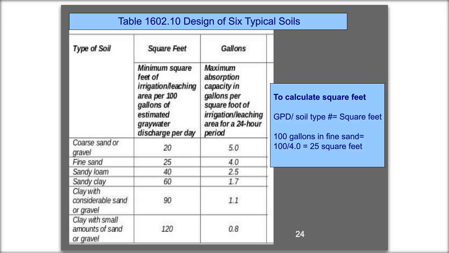It doesn't have to be in one area. It might be distributed over maybe 10 trees if you're watering 10 trees, but you're going to need to show on your permit that you have at least that many square footage to absorb the water.